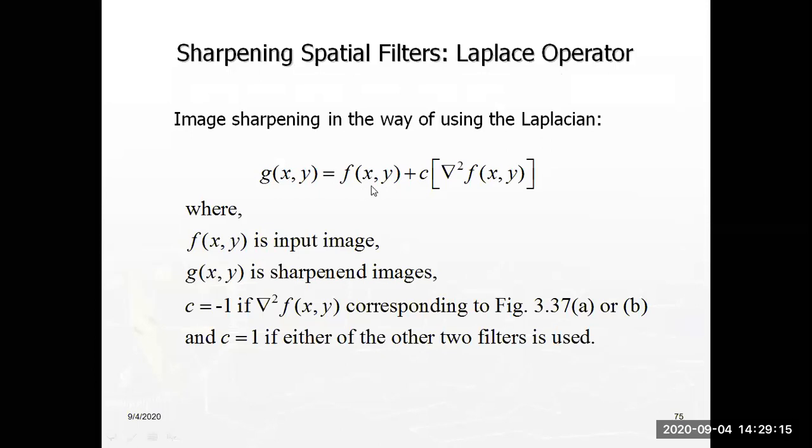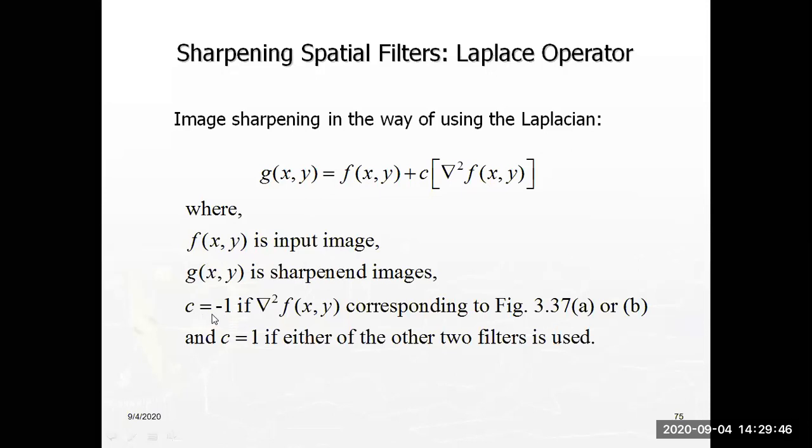So now we have to form the output image. How are we performing image sharpening? It is the combination of adding your input image with a constant times your mask. So here image sharpening using the Laplacian is g of x comma y equals f of x comma y plus c into del square of f of x comma y. Already I told you f of x comma y is my input image, and g of x comma y is the output image.